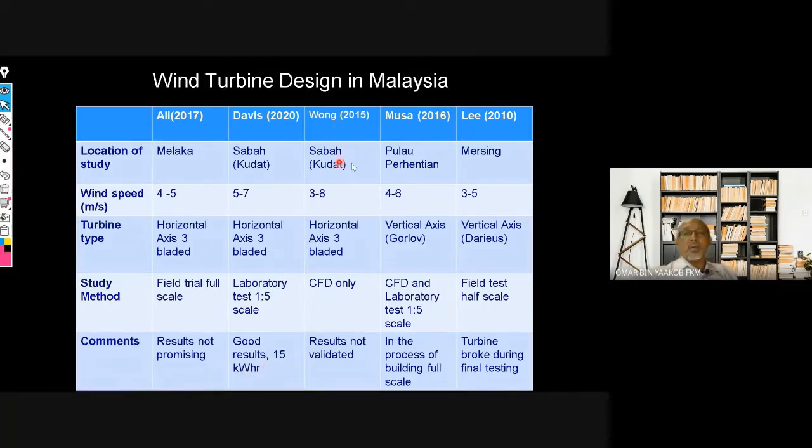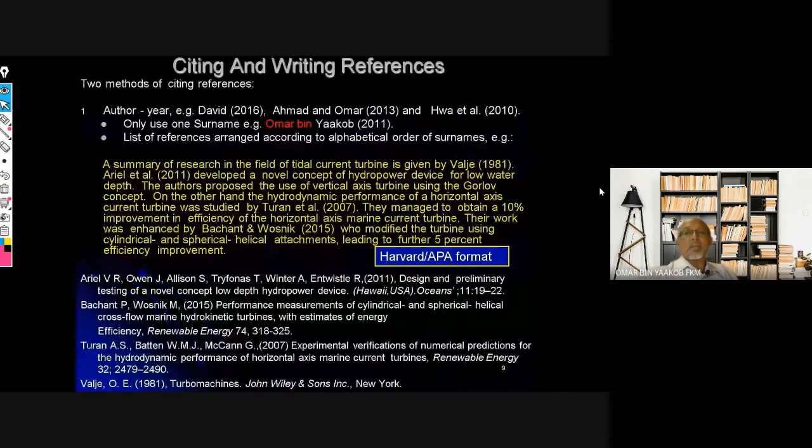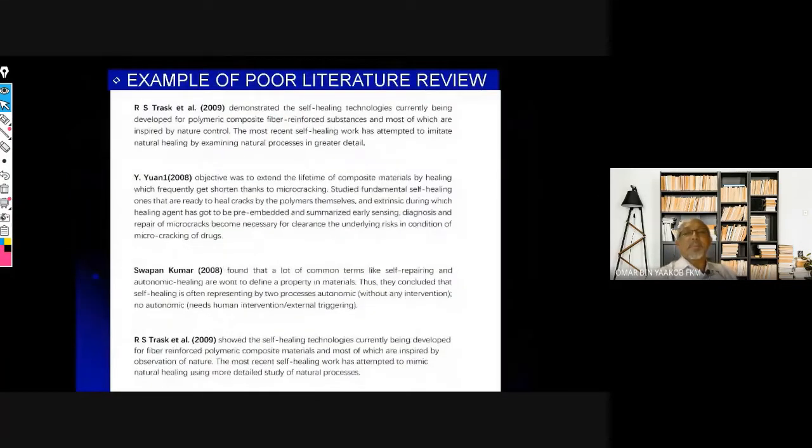Wong did his work in Kodak also, and so that's what we mean by expanded bibliography. You're just giving a summary of each of the articles, and that's not the way to write. Okay, we can see an example later. You can jump to that example. Okay, this one. So this is what we call an expanded bibliography.